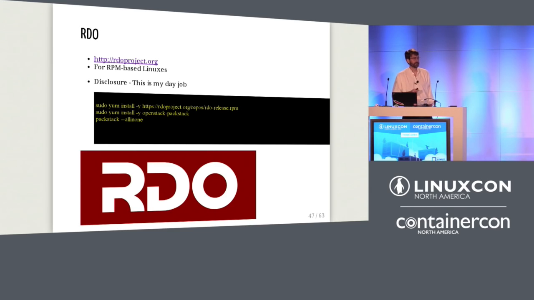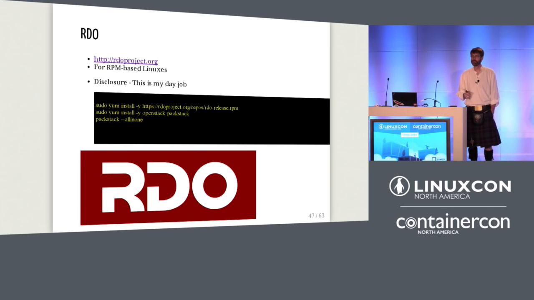Another project, this is my day job, RDO, which stands for Rich's Distribution of OpenStack. OK, it doesn't really. It stands for the RPM Distribution of OpenStack. It's a couple things. It's a packaging project. We package RPMs for CentOS and RHEL. We also provide a deployment tool called PackStack, which allows you to spin up an OpenStack cloud that is based on Puppet.